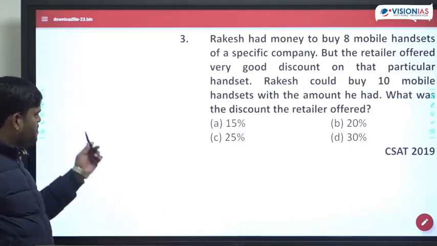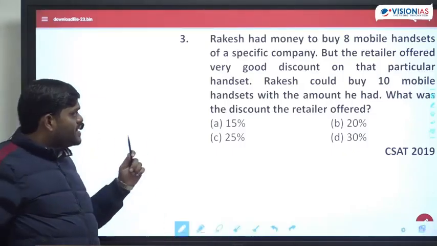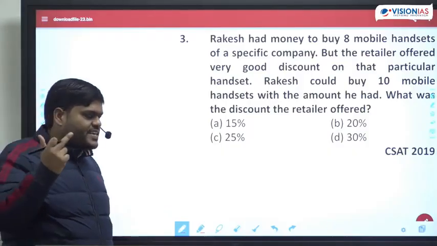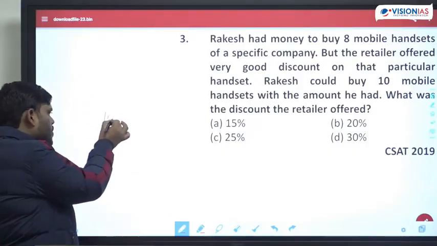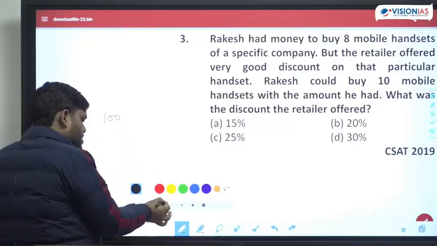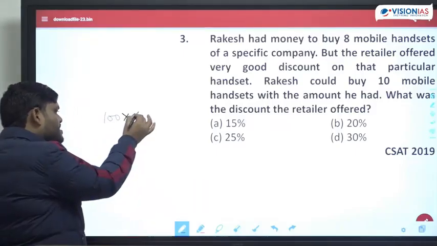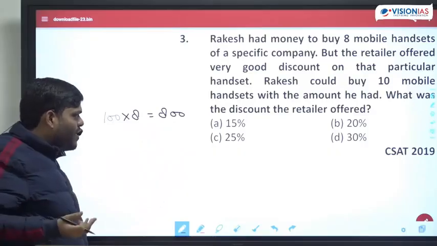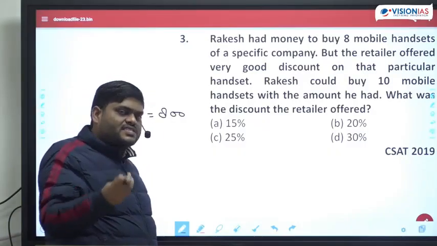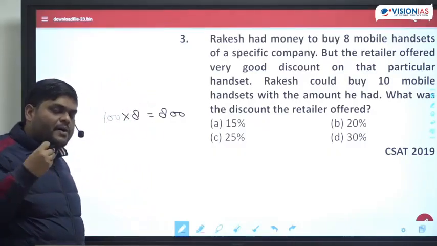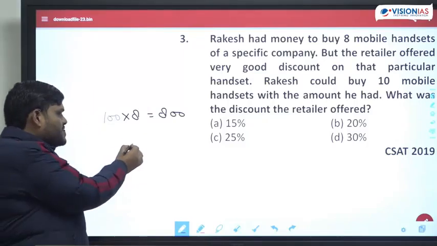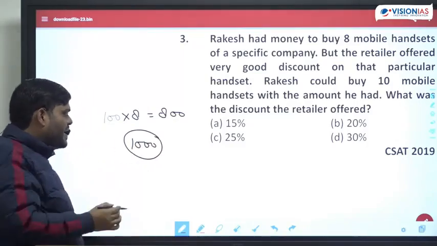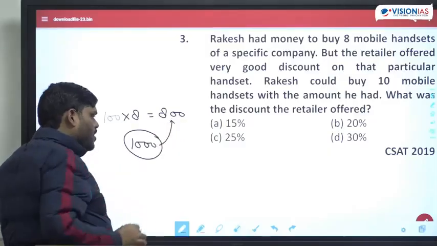Okay, again a simple one. Suppose the cost price, the market price of one handset is 100 rupees. That means he has 800 rupees to buy the mobile. But now, because of some discount, he is not able to buy just 8 mobiles. That means he is now able to buy 1000 rupees worth of items in 800 rupees.